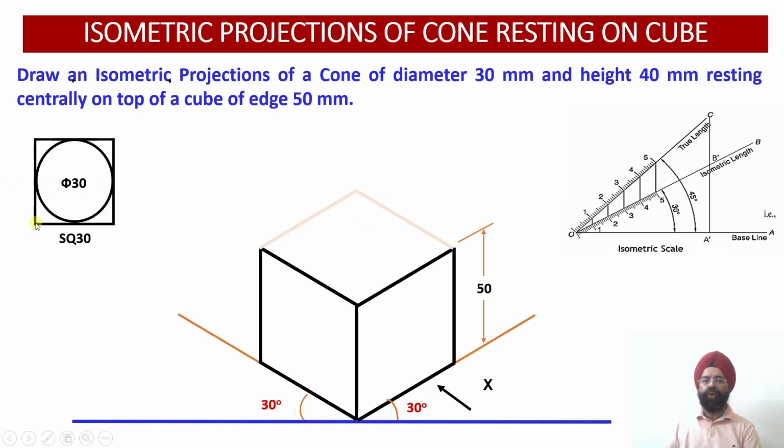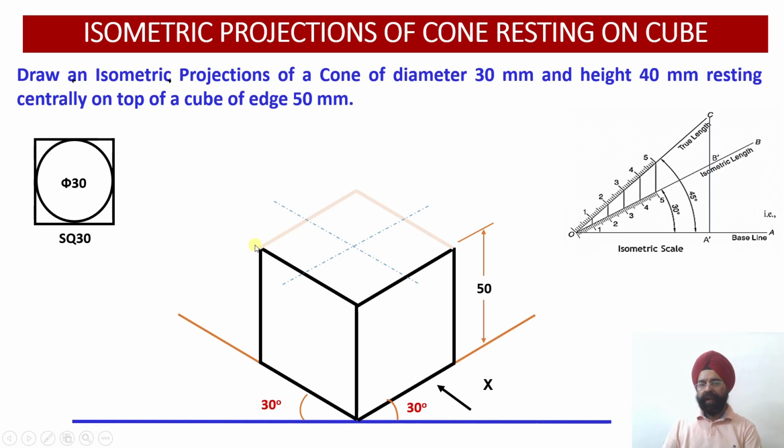So again we are going to go through it briefly. Please see, we are going to inscribe the circle in a square. This square of 30 millimeter will be resting centrally on top of the top face of the cube. So once again, we have located the center point along the x-axis and along the z-axis over here. This is the center point along the z-axis. This is the center point along the x-axis.